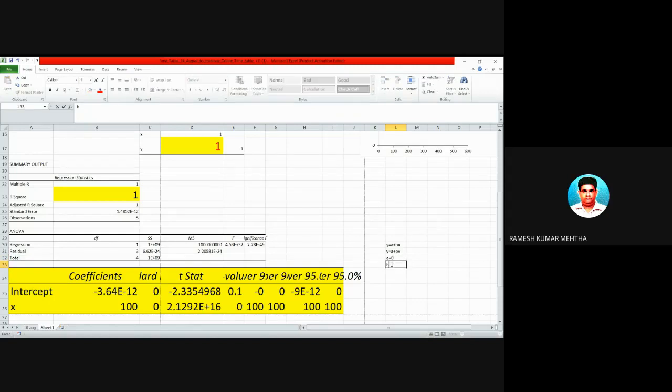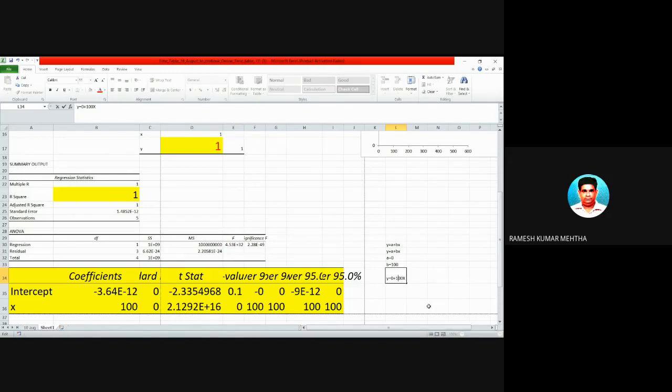B is nothing but the coefficient of x, which is 100. So B is equal to 100. Now substitute in the equation y is equal to a plus bx, with a equal to 0 and b equal to 100, multiplied with x. So this is the equation, you got it: y is equal to a plus bx.